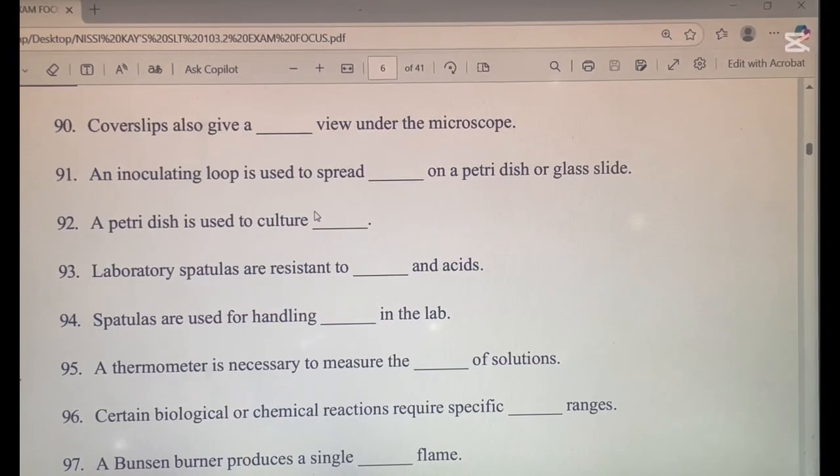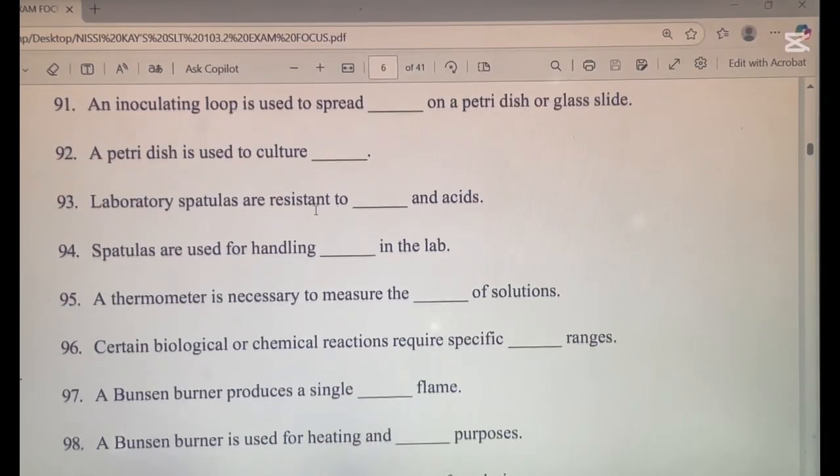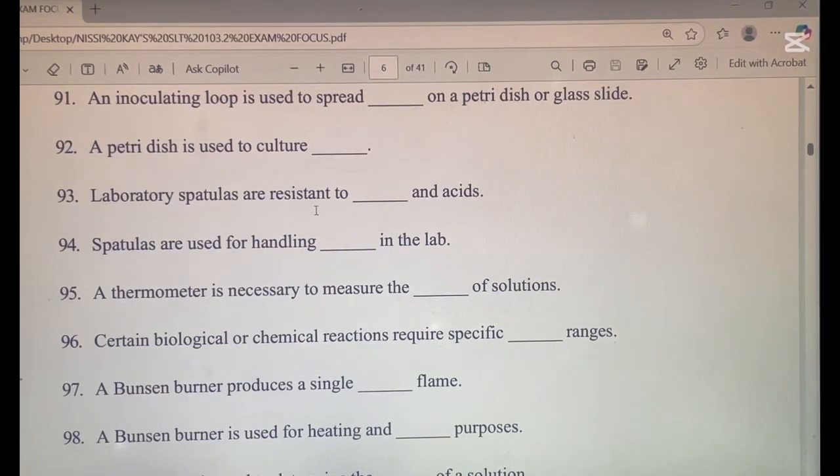The next one, an inoculating loop is used to spread bacteria on a petri dish or glass slide. Now, a petri dish is used to culture microorganisms. Laboratory spatulas are resistant to heat and acids.